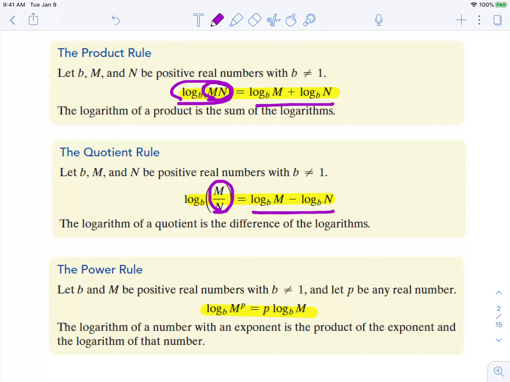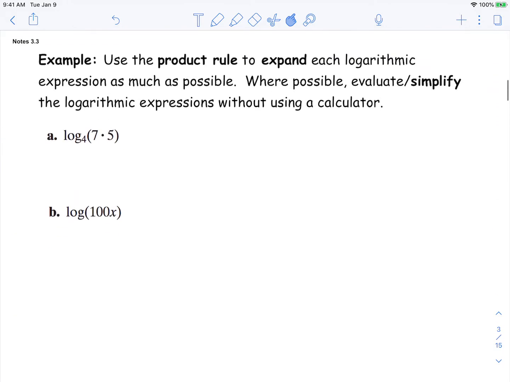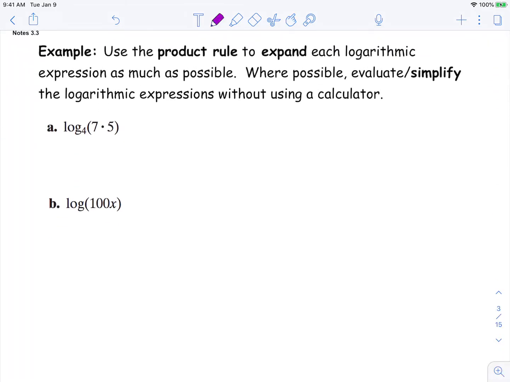The third rule is called the power rule. You can take this power and bring it down in front, and that's what this is saying here. Please make sure you pause and read those rules. What we're going to do next is use those rules to expand logarithms, and then we'll simplify them.